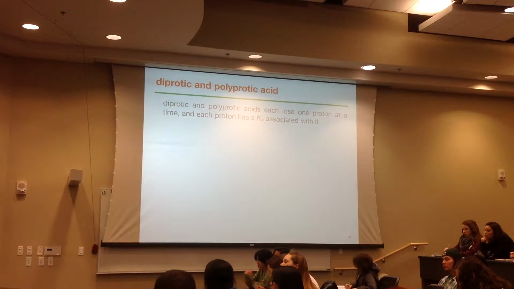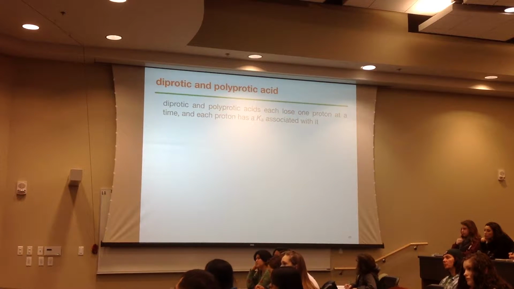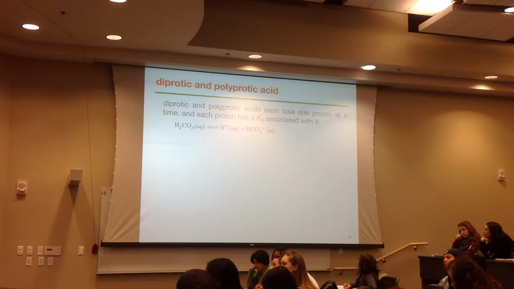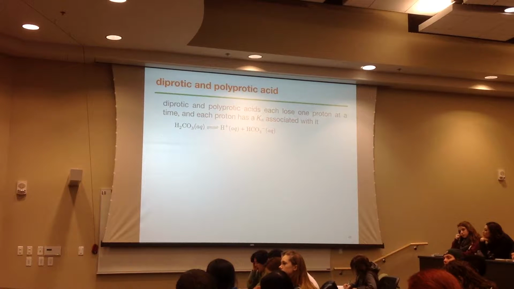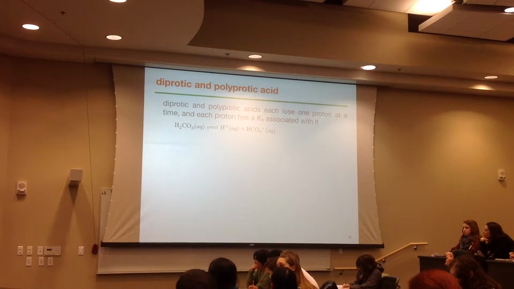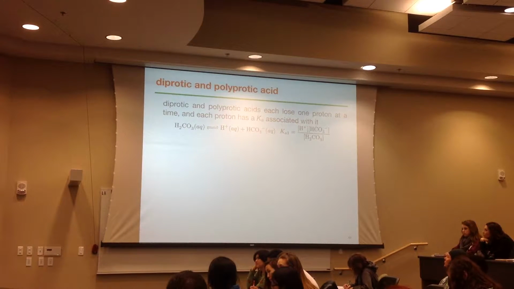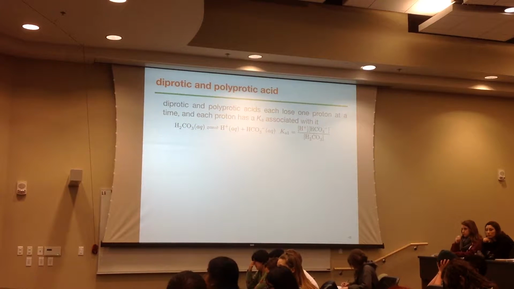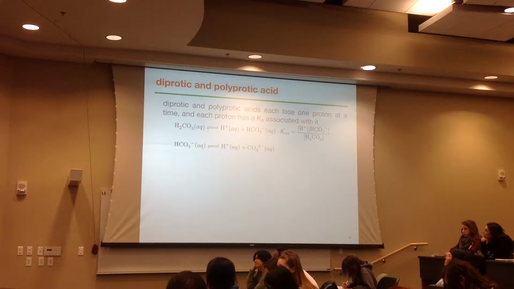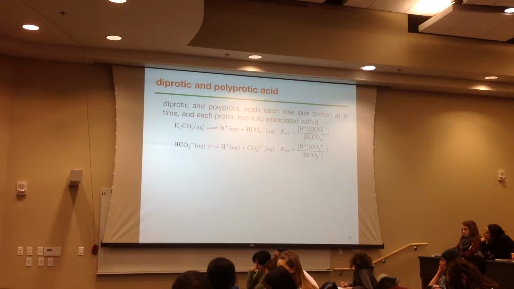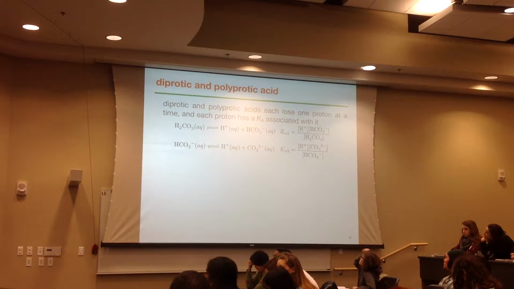Well, it turns out that it's a little bit more complicated than you might think. Each of the protons has an associated Ka with it. So carbonic acid, H2CO3, that's what causes the bubbly in your soda, gives me a proton plus hydrogen carbonate. Ka1, because I have a Ka associated with each of the protons. This is the first one. Ka1 has a numeric value. But the bicarbonate, or hydrogen carbonate, can give me another proton to give me proton plus carbonate. So Ka2.